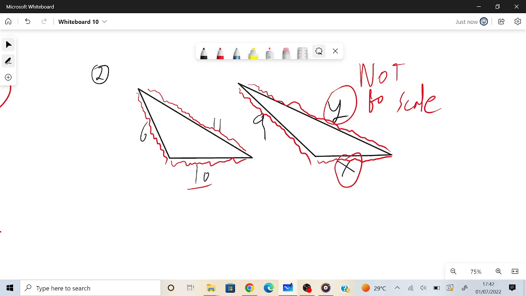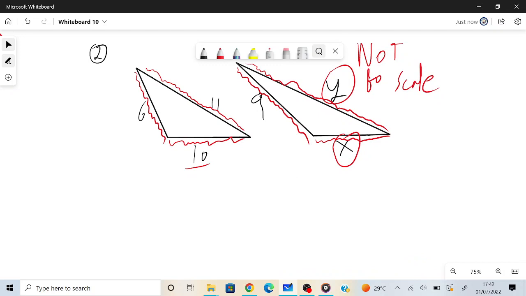So let's see how we can go about this question. We have two known variables, that is 6 and 9 on corresponding sides, because we cannot use 11 to y first or 10 to x first. We have to choose one of them, but we know that 6 over here corresponds to 9 over here. So our first fraction we have is 6 over 9. Now that equals to what?